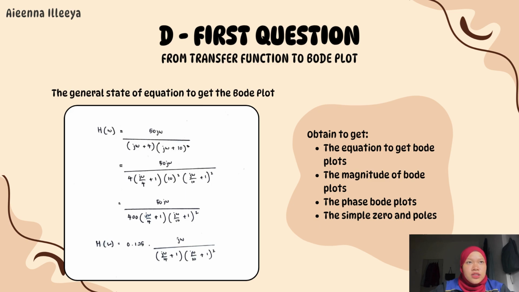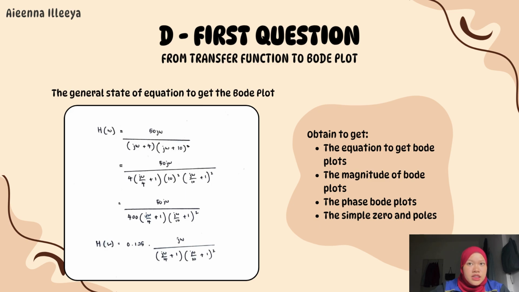The equation shows the general process of simplifying a given transfer function H(j omega) into a form that is suitable for Bode plot analysis. By factoring the denominator and numerator into standard first order terms, we can identify the system poles and zeros. They allow us to determine the key components of the Bode plot, the equation, the magnitude response, and the phase response. It is a specific example.